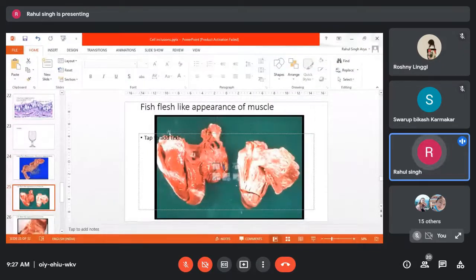Now this is the example of... oh, can you see this or not? Yes, sir.